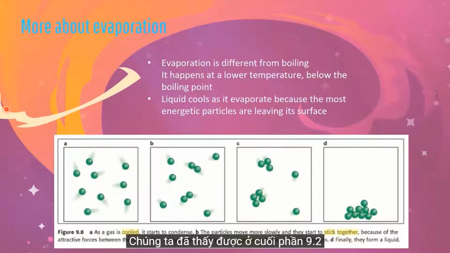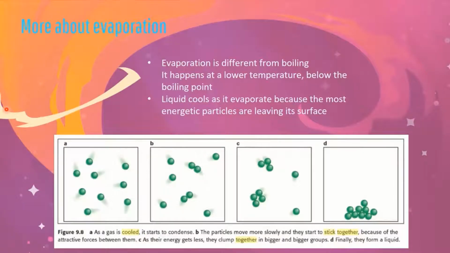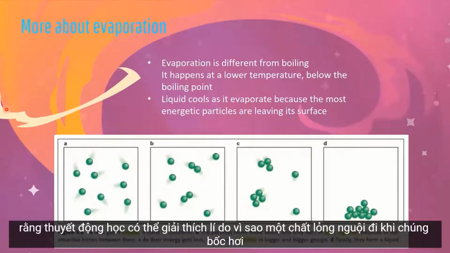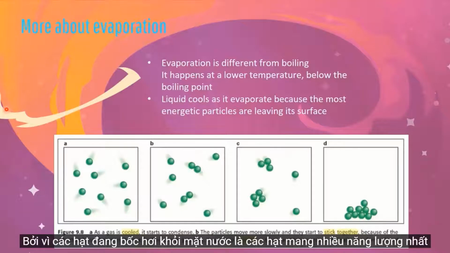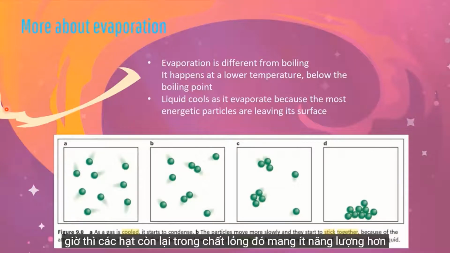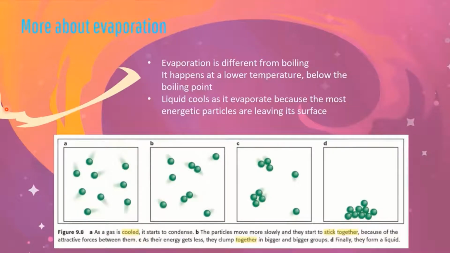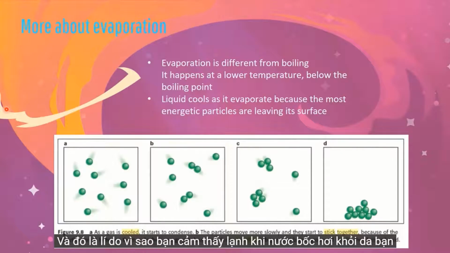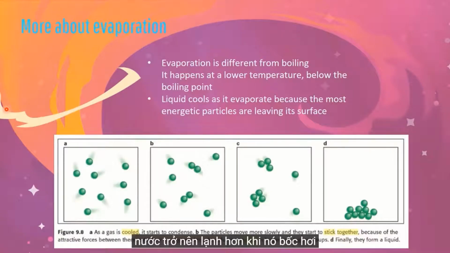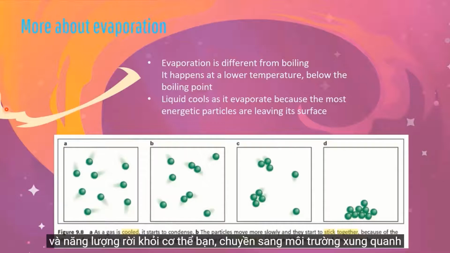We have seen at the end of section 9.2 that the kinetic model can explain why a liquid cools as it evaporates, because it is the most energetic particles that are leaving its surface. Now the particles of the liquid have less energy, and so the temperature of the liquid decreases. If the liquid is in contact with another object, energy will transfer from the object into the liquid. And this is why you feel cold when water evaporates on your skin. The water gets colder as it evaporates and energy leaves your body, transferring into the remaining water.